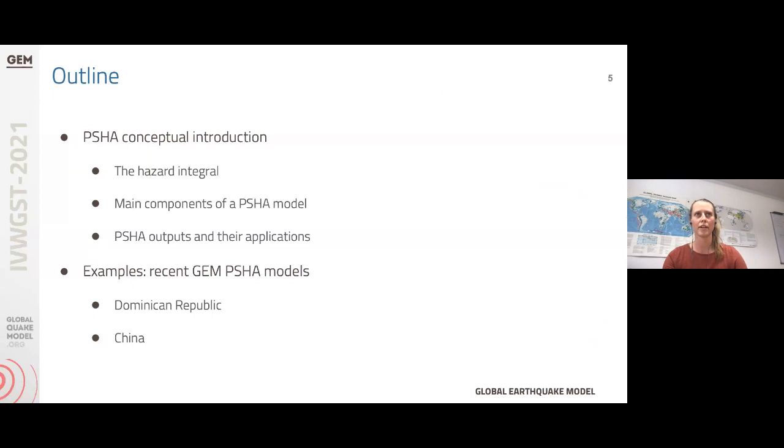Just a brief introduction to how this talk will be structured. The majority of the talk is focused on PSHA concepts, starting with the hazard integral and the main components of a PSHA model, and also discussing the different outputs that come from PSHA and their applications. And then I'll finish by giving a preview of a couple of the models that GEM is working on currently, one covering the Dominican Republic and one covering China.